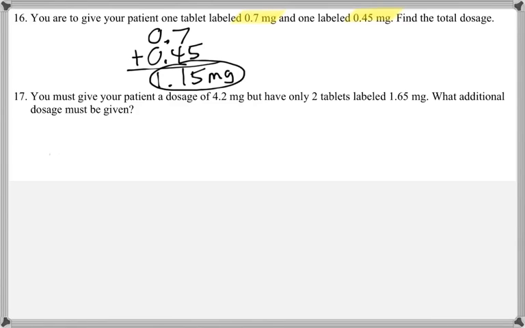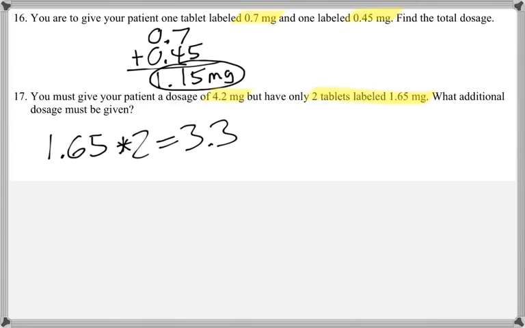Question 17 says you must give your patient a dosage of 4.2 milligrams, but have only 2 tablets labeled 1.65 milligrams. What additional dosage must be given? So we have to give 4.2, and we only have 2 tablets labeled 1.65. So my first step is to figure out how much we have. So if I take 1.65 and multiply by 2, I get 3.3.